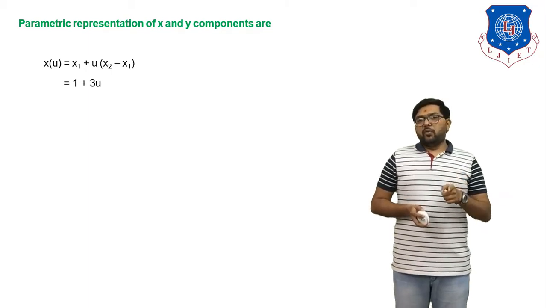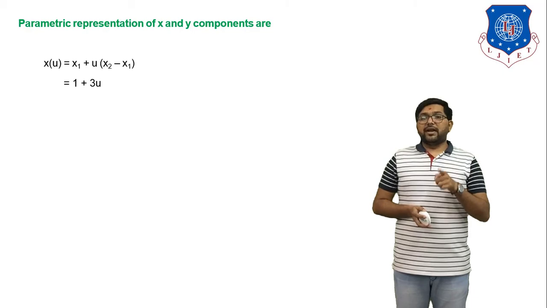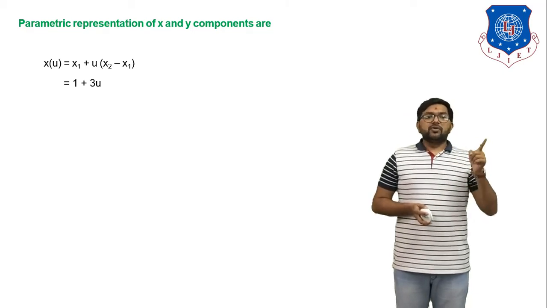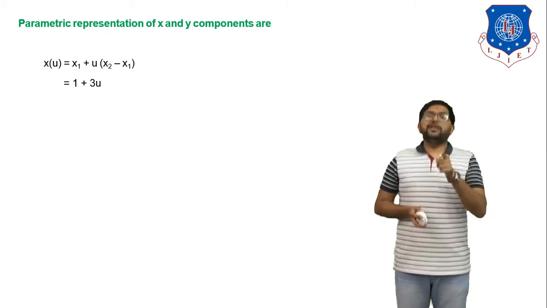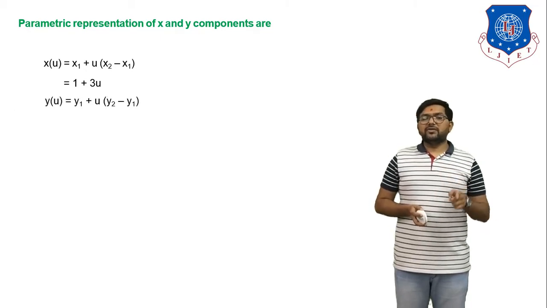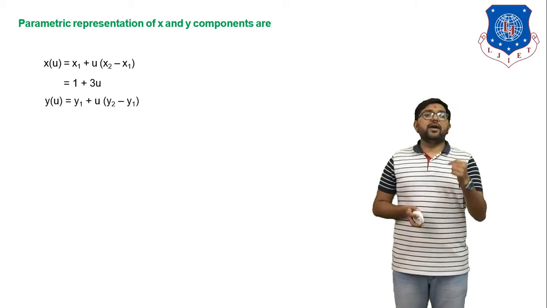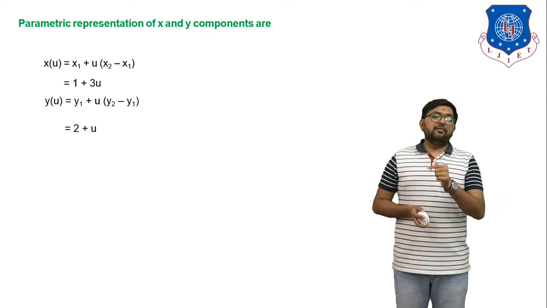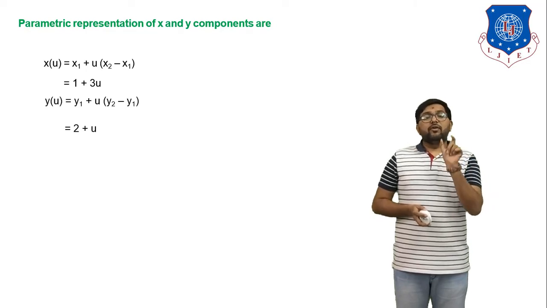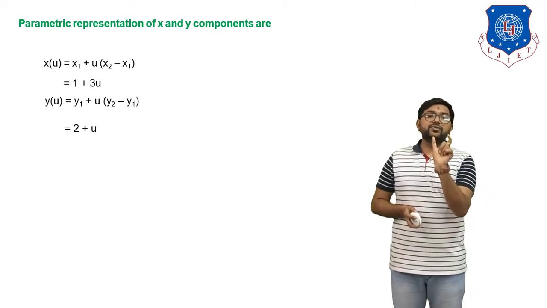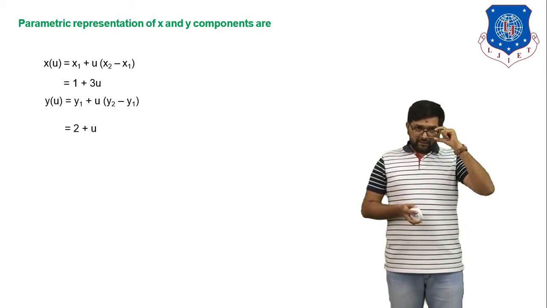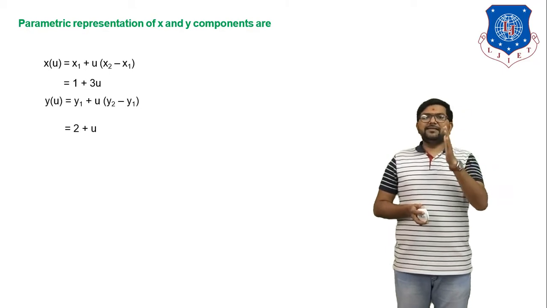Write down x of u is equal to x1 plus u times (x2 minus x1). Here x1 indicates the x coordinate of the first endpoint and x2 indicates the x coordinate of the second endpoint. In the same way, y1 indicates the y coordinate of the first endpoint and y2 indicates the y coordinate of the second endpoint. Now we have the values of x1, x2 and y1, y2, so we just enter those values. x1 is equal to 1, x2 is equal to 4, so 4 minus 1 is equal to 3. So x of u is equal to 1 plus 3u. That is the parametric equation of the x coordinate. Now what is the parametric equation of the y coordinate? y of u is equal to y1 plus u times (y2 minus y1). The value of y1 is 2, and the difference of the y coordinates is 1. So y of u is equal to 2 plus u. So this is the parametric equation of the line in terms of the x and y coordinates.